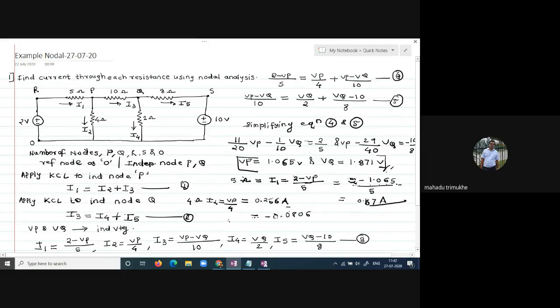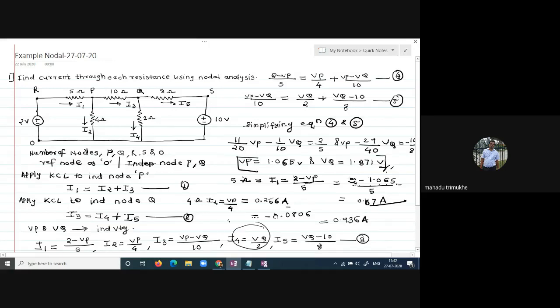Similarly, the current flowing through the 2 ohm resistor is what? The current flowing through the 2 ohm resistance is Vq by 2. Vq is already known, that is 1.87 divided by 2. You will get 0.936 ampere.